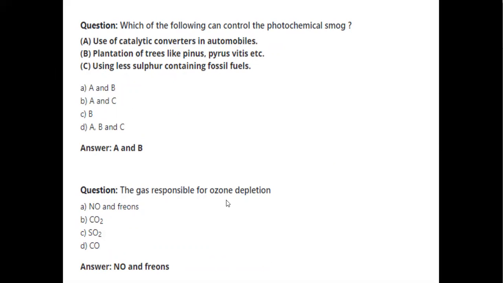The gas responsible for ozone depletion is NO and freons, CO2, SO2, CO. Here NO and freons are responsible for ozone layer depletion. So option A is the right answer here.